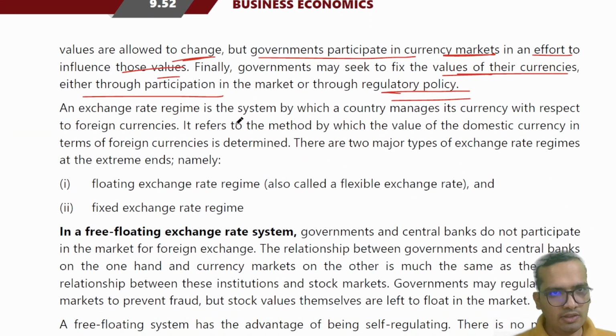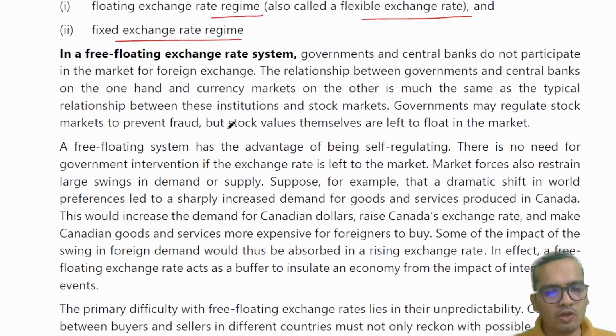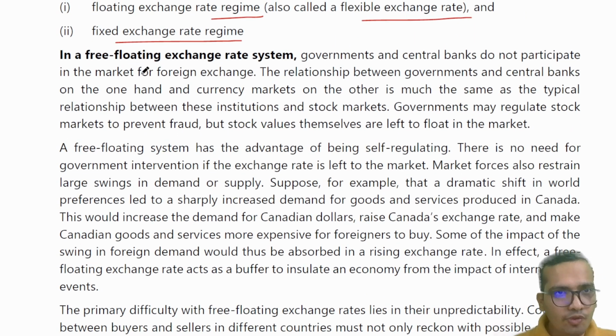An exchange rate regime is the system by which a country manages its currency with respect to foreign currency. It refers to a method by which the value of the domestic currency in terms of foreign currency is determined. There are two major types of exchange rate regimes at the extreme ends. Firstly, the floating exchange rate regime, also known as flexible exchange rate, and the fixed exchange rate regime. अब दोनों को थोड़ा ब्रॉडली देखते हैं. इन फिक्स्ड फ्लोटिंग रेट एक्सचेंज सिस्टम, फ्लोटिंग मतलब चेंज हो रहा है और फिक्स बोले तो फिक्स रेट है.